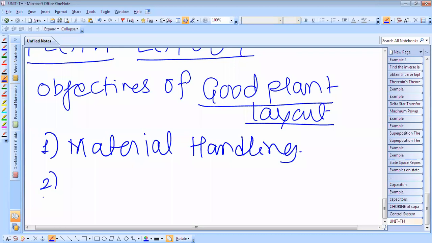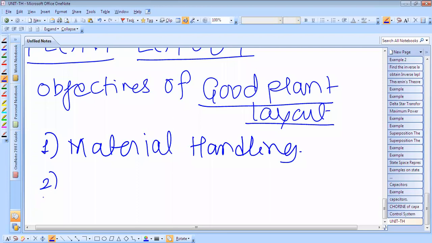Waiting time of the semi-finished product should also be minimized. Suppose one department requires the semi-finished products, and if the semi-finished product is not available, we have to wait. If they have to wait for a long time, then obviously their work will also be affected. So that should not be there.